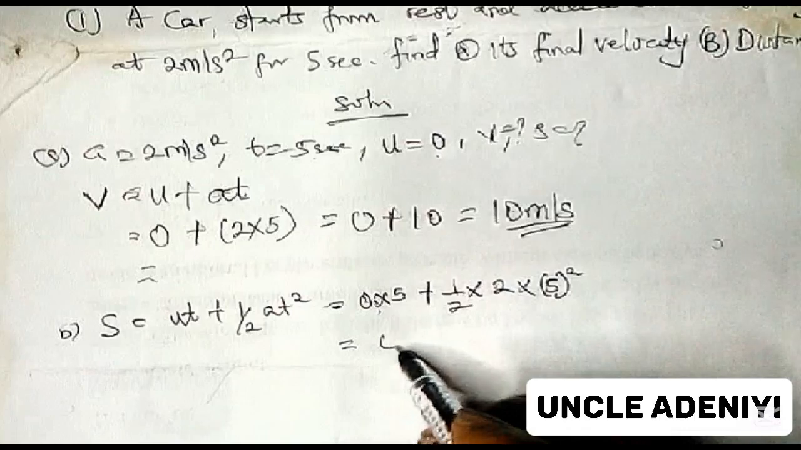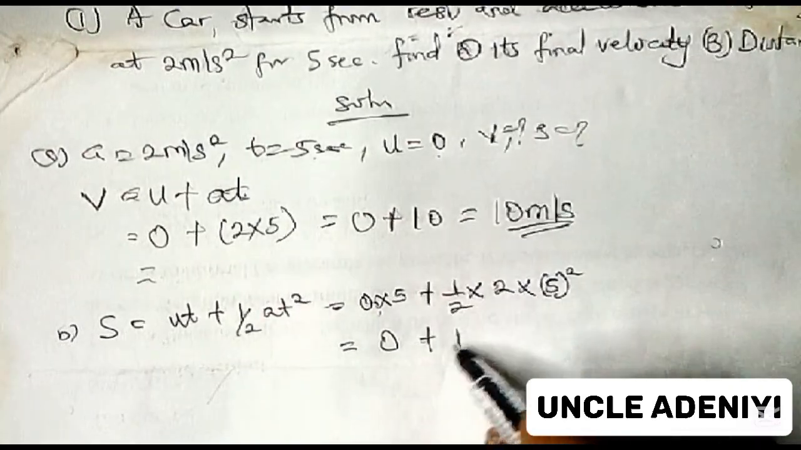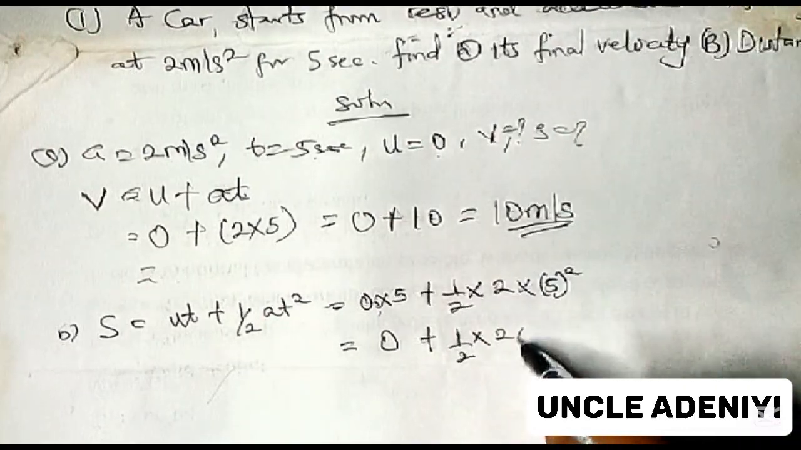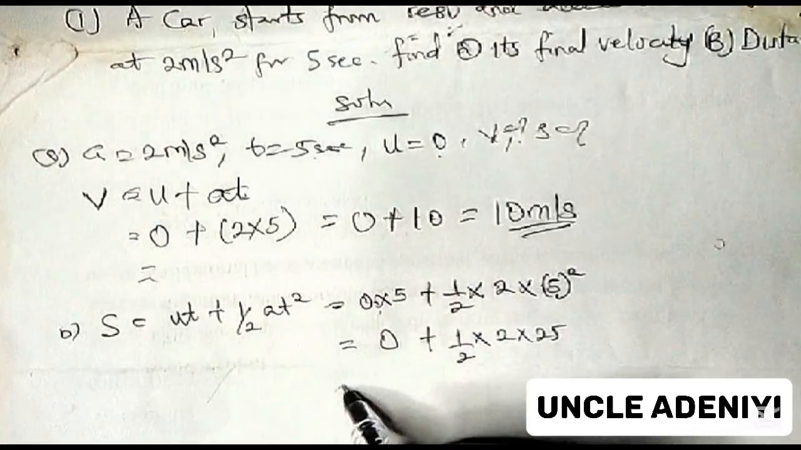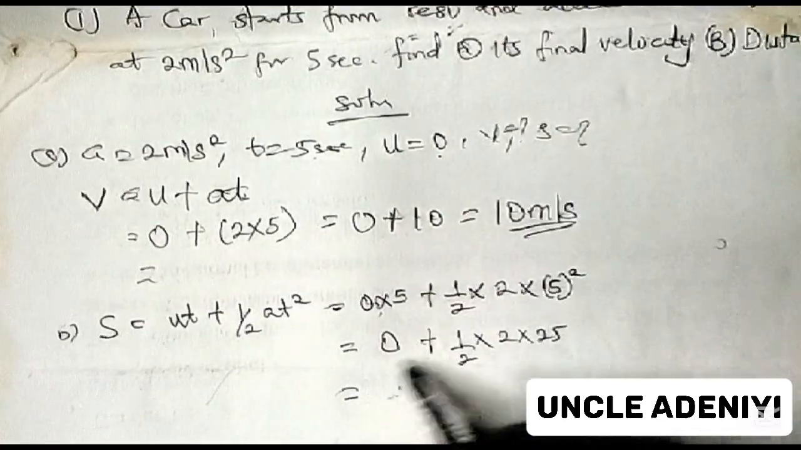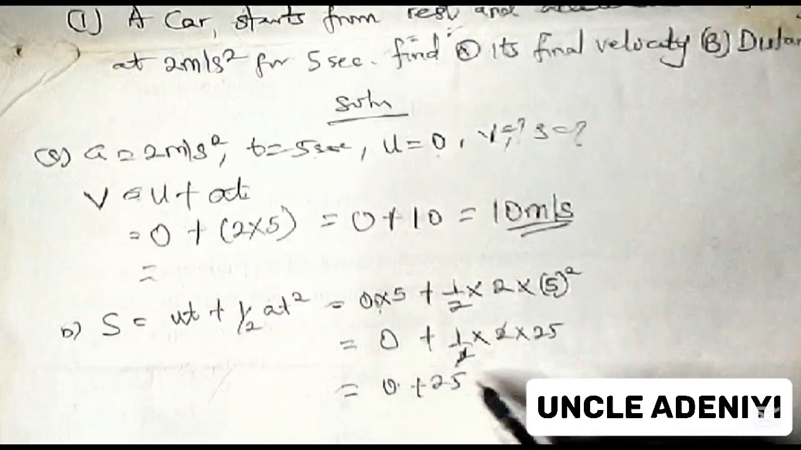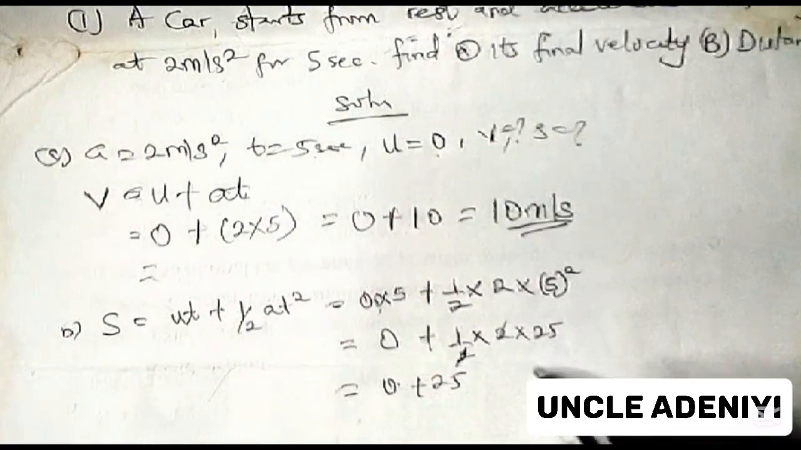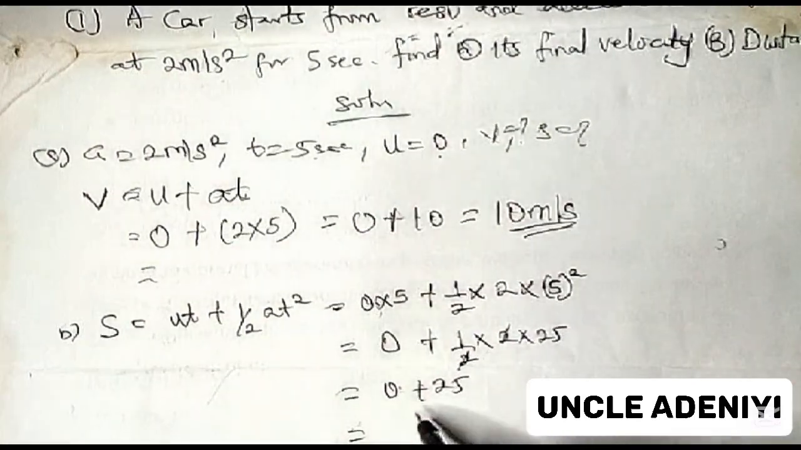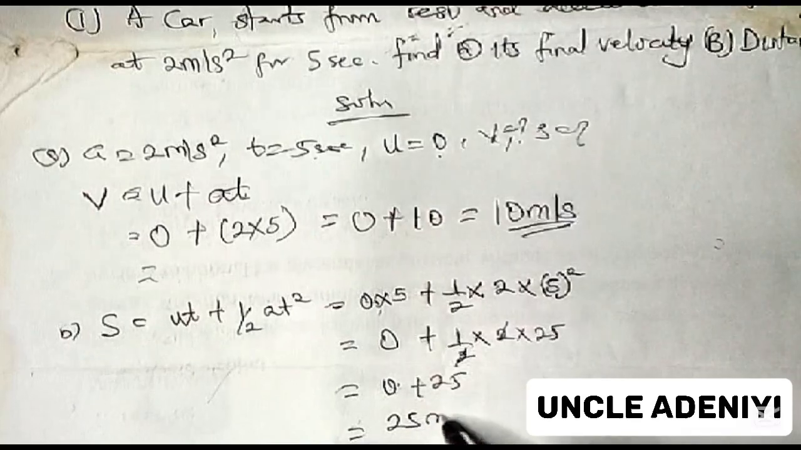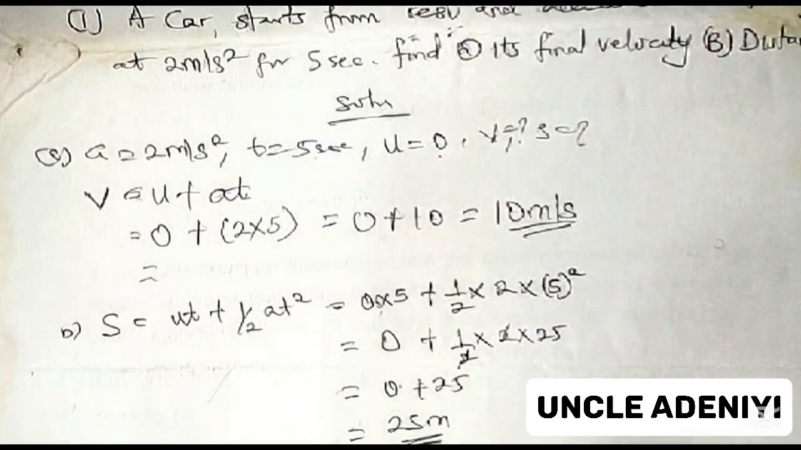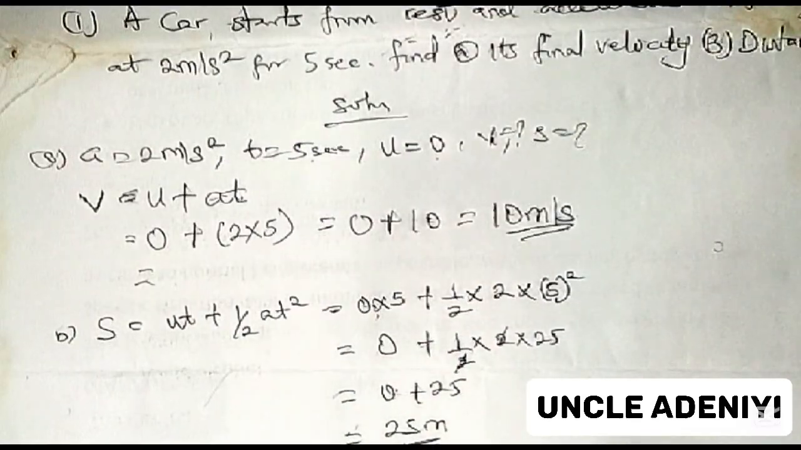0 times 5 is 0, plus half times 2 times 25. The 2 here cancels the 2 here, that will be 25. So 0 plus 25 will give you 25 meters. That's the answer. It's very simple.